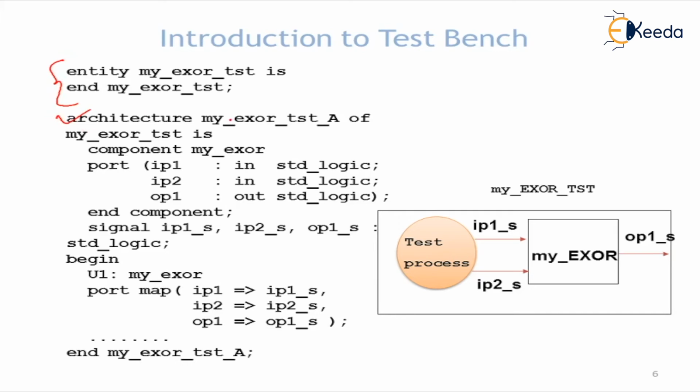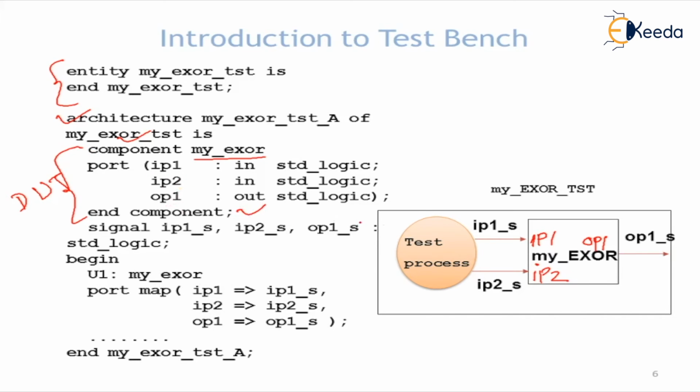Then architecture, same declaration. Architecture name of test entity name is, then component. So here we are calling that our DUT. So our DUT is my XOR gate. So for XOR gate we have input 1. So its signal declaration is like this: input 1, input 2, and we have output 1. So this DUT we are calling here, instantiation we are doing here, calling that component. So input 1, input 2, output 1.